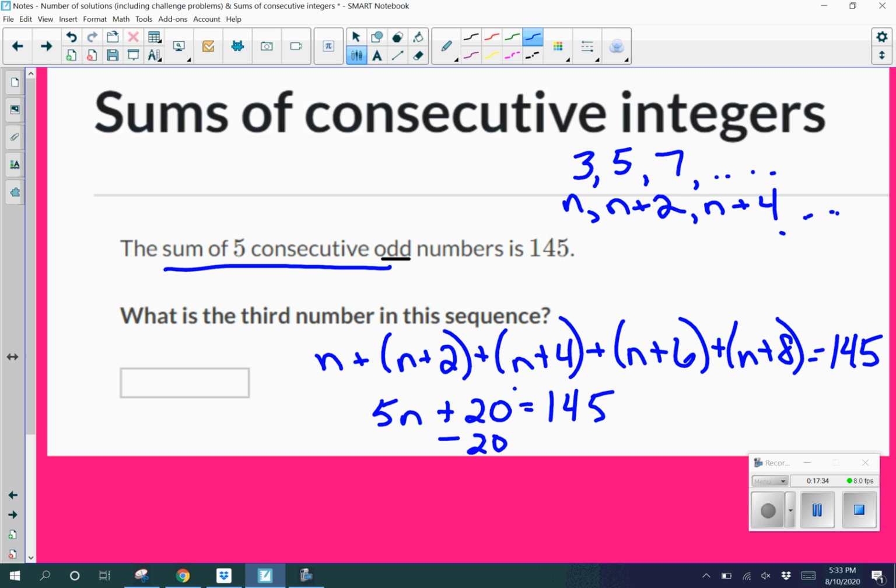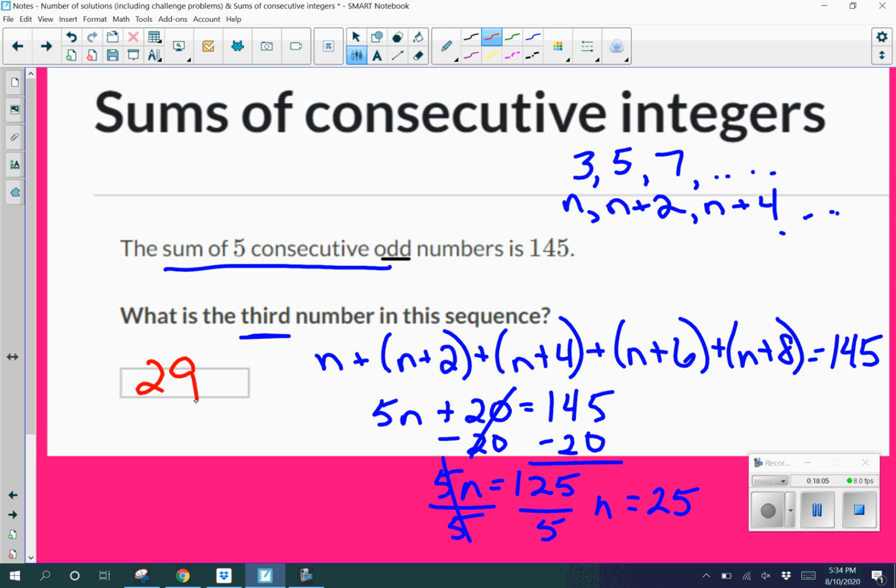I'm going to subtract 20 on both sides. That leaves me with 5n equals 125. And my last step is to divide through by 5, and that leaves us with n equals 25. So that's the first number in your sequence. We're looking for the third number. So if n is 25, 25 plus 4 is going to give me 29, which makes sense because if 25 is your first number, your next ones would be 27, 29, 31, 33.